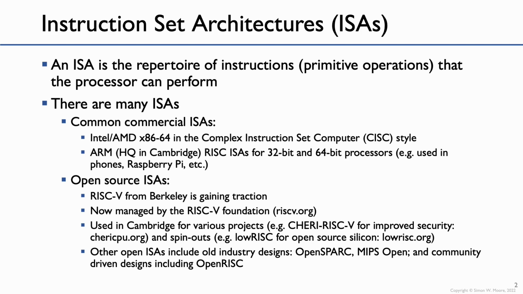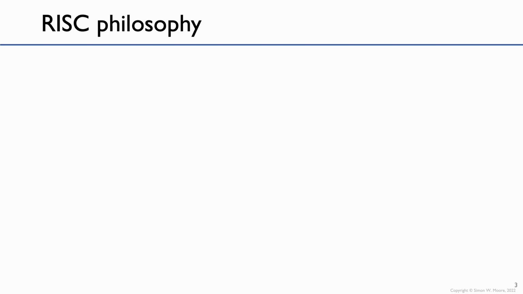There are other open ISAs out there, including old industry designs, so OpenSPARC. SPARC came originally from Sun Microsystems, and MIPS Open. MIPS is another company that has been sold and acquired and respun out in various ways, but it seems to be slowly dying at the moment. And then there are community-driven designs like OpenRISC. We're very much going to focus on RISC processors for the rest of this lecture, and RISC-V in particular.